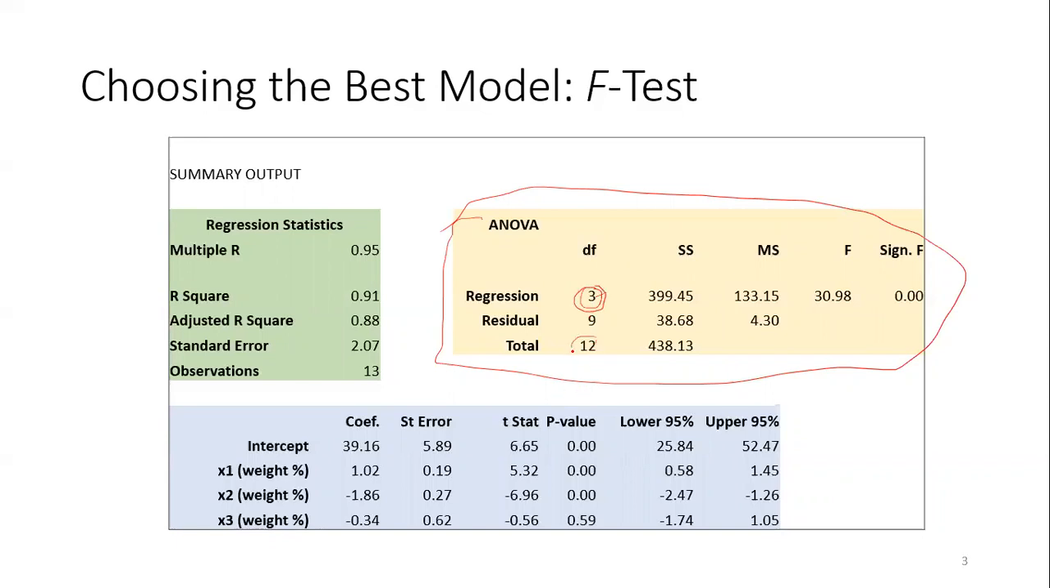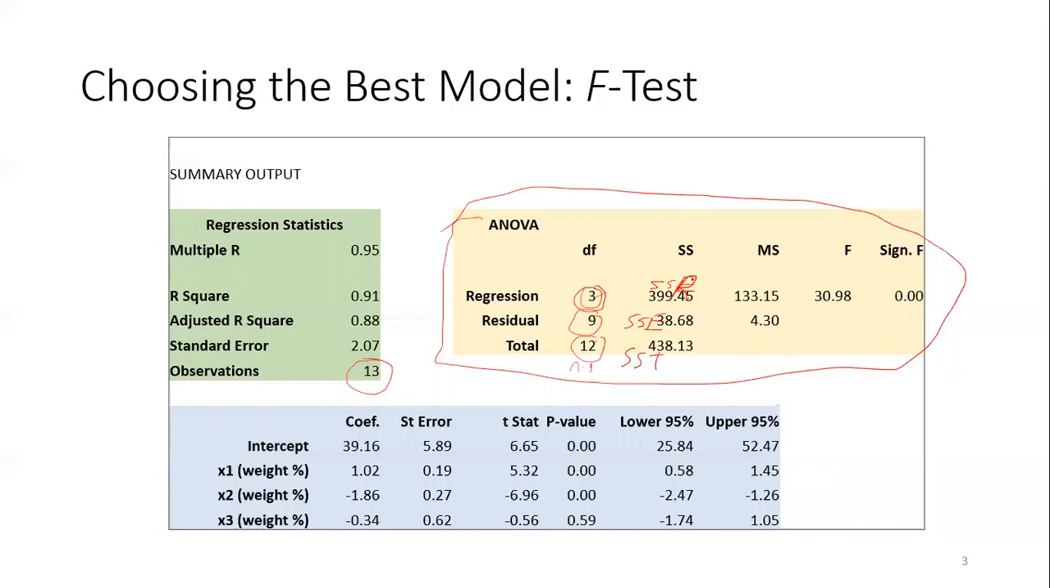And the total degrees of freedom was n minus 1, right? There were 13 different experiments, 13 observations in this experiment. So the total should be 12. That's why I have 9 here, right? So this is the sum of squares. Remember, this is SSE, right? Sorry, this is SSR, this is SSE, and this is SS total.